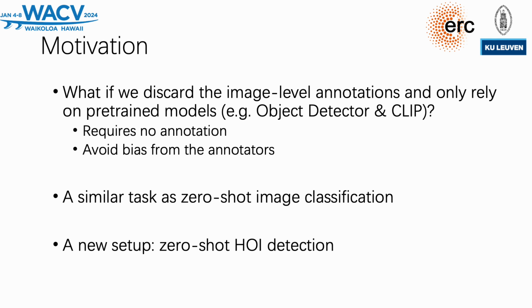We call this new setup zero-shot HOI detection, which is similar to zero-shot image classification, but more complicated as it involves fine-grained and multiple human-object interaction understandings.